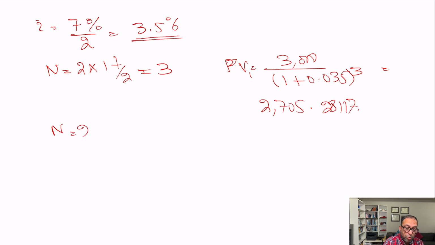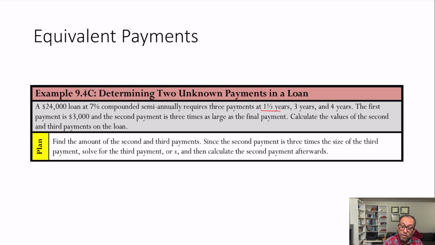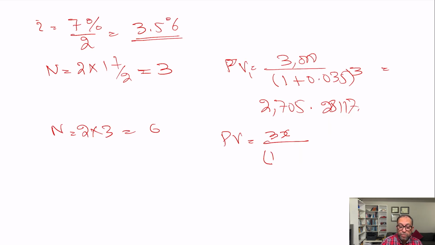So 2 into 3 is equal to 6, right? Now this time we have to calculate the present value of 3x. Why are we putting 3x? Because he's mentioning the first payment is 3,000 and the second payment is 3 times as large as the final payment. So we don't know the final payment, which is x. So we are assuming here that the final payment is x.